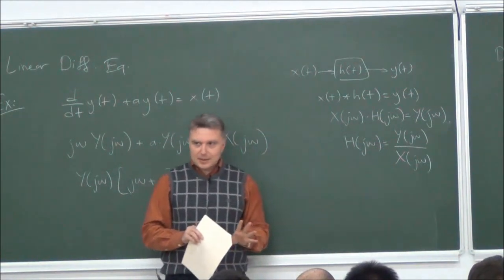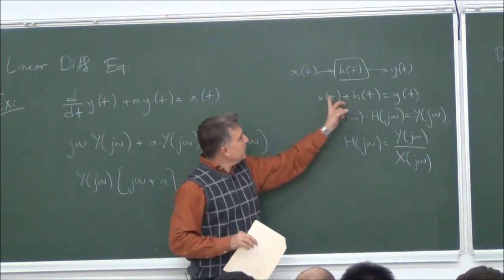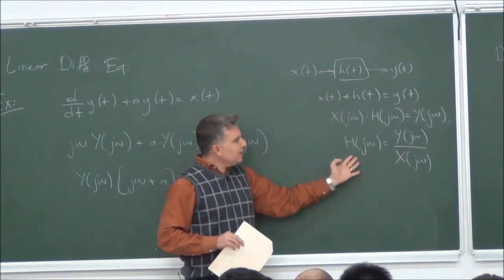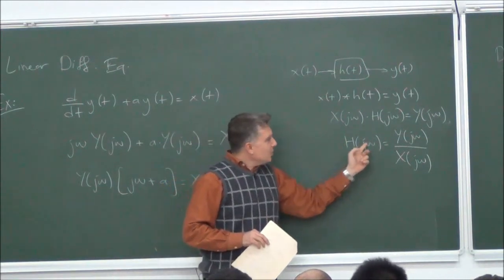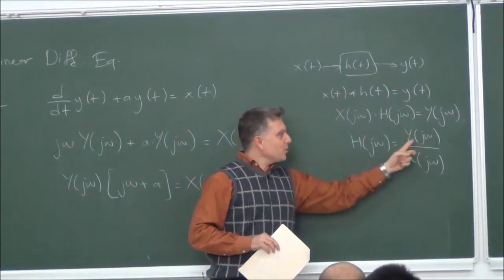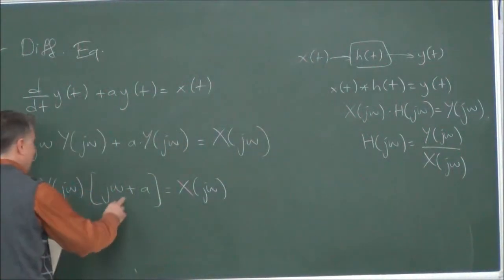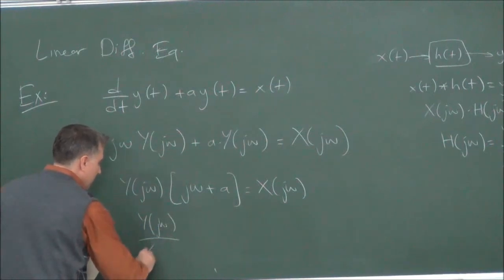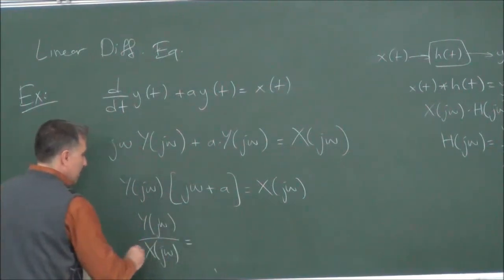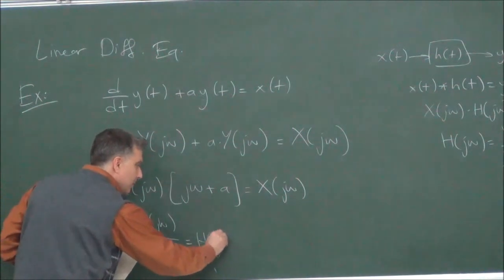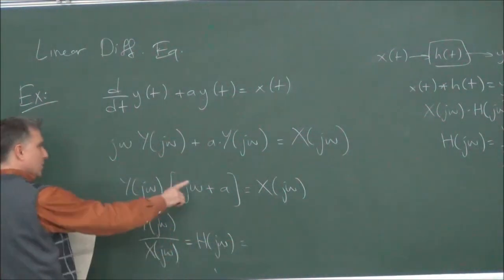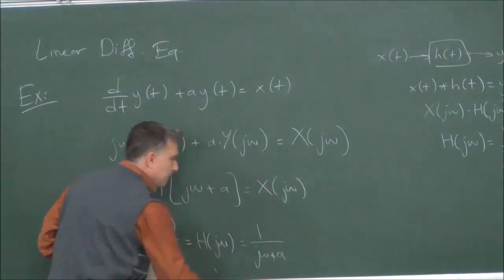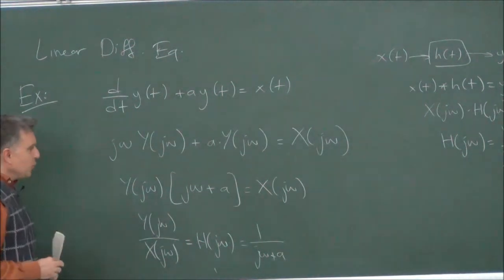That's not possible. There's no such thing, because x(t), y(t) and h(t) are related with a convolution, not with a multiplication. But in the Fourier domain, that's a multiplication. So H(jω) is equal to Y(jω) over X(jω). So what is Y(jω) over X(jω)? From here, that is H(jω), by the way, equal to 1 over jω plus a. That's it. That is H(jω).